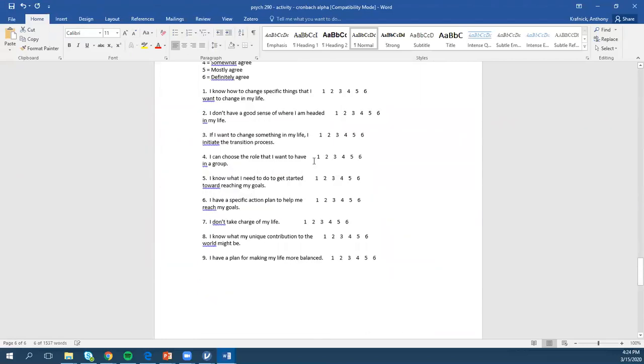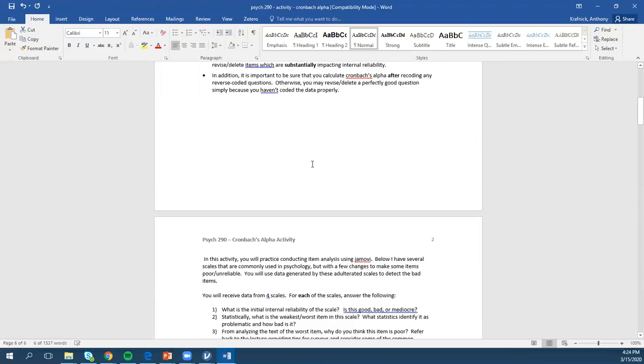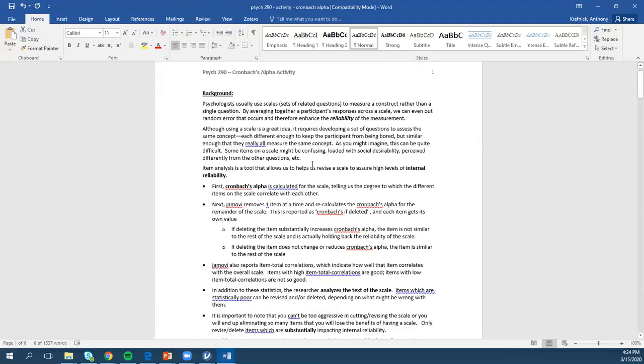Now, one of these 3 scales doesn't tell you if there's any reverse coded items or not. I want you to run Cronbach's alpha first, and then based on that, you should be able to see which items need to be reverse coded. So this is a way for you to see that sometimes if you don't have information about reverse coding, you should still check and make sure that the items are all scored in the same direction.